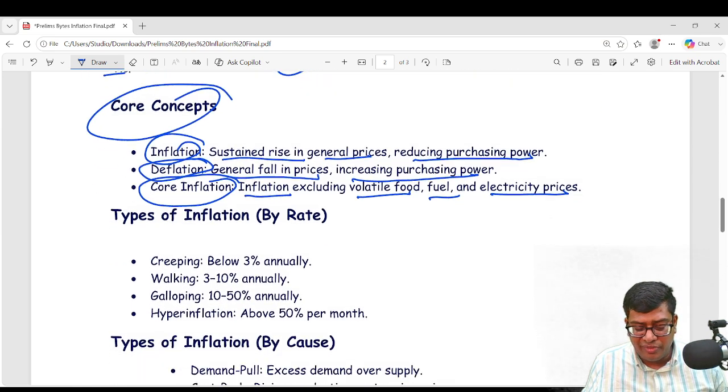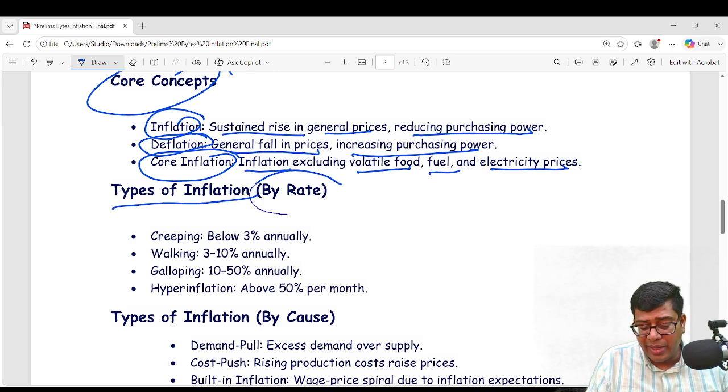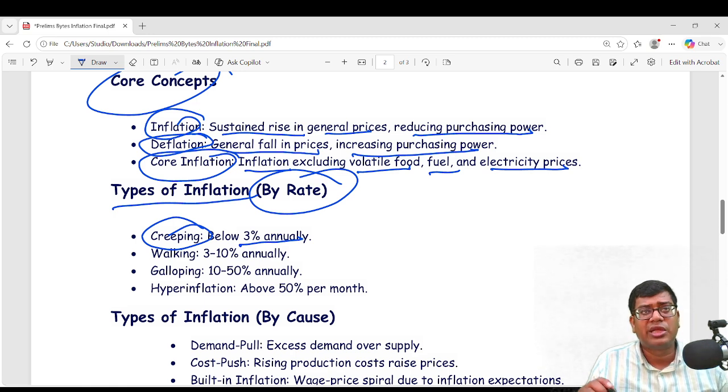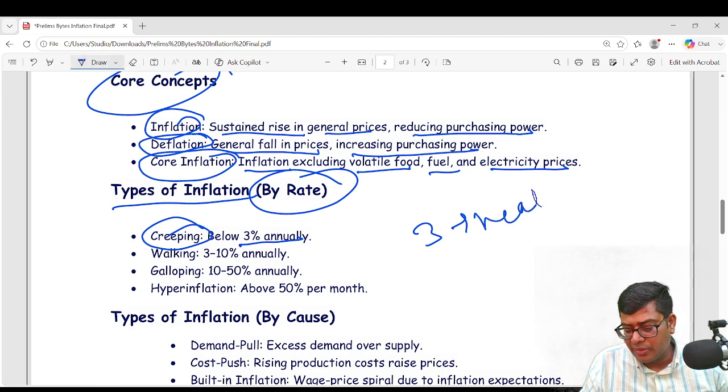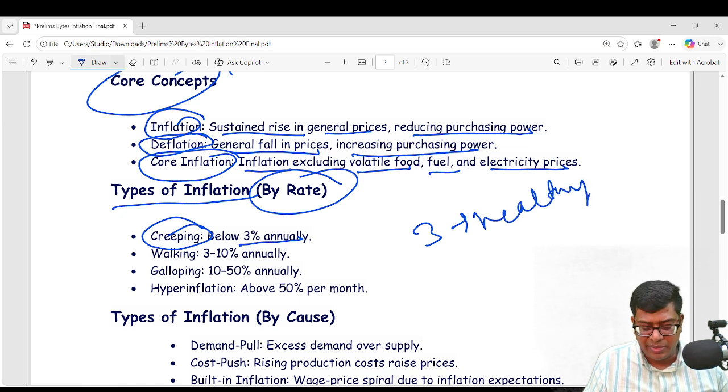Now we see types of inflation. Types of inflation by rate. The first type is called creeping inflation. This is when inflation is near about 3% annually. This kind of inflation is very important for economic development. So near about 3% inflation is considered healthy, very healthy from an economic perspective.